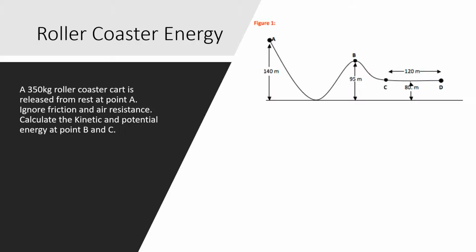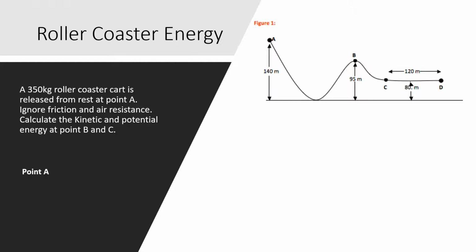Notice that point A is 140 meters up, point B 95, and between C and D it looks like it's a constant at 80 meters. We're told a 350 kilogram roller coaster cart is released from rest at point A. Ignore friction and air resistance. Calculate the kinetic and potential energy at points B and C.